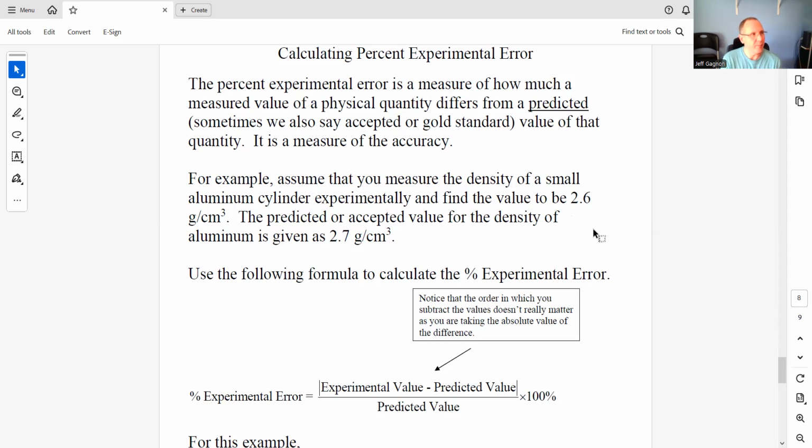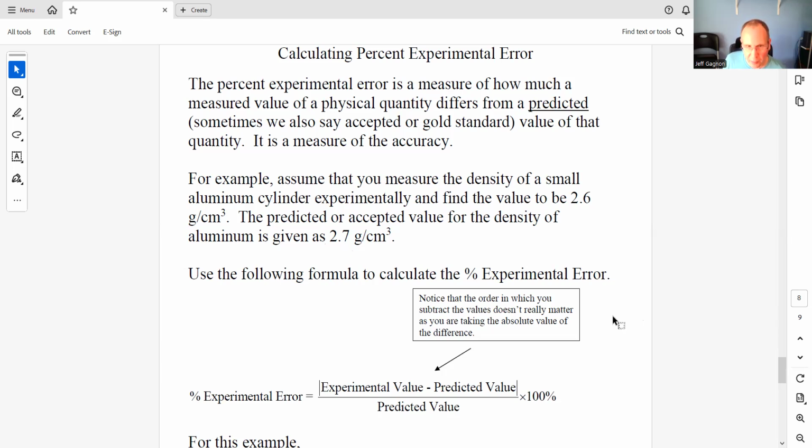Then you look this up in a handbook or you Google it, right? Or ask AI to give you the value. And let's say the accepted or predicted, or sometimes I use the word gold standard value for the density of aluminum is 2.7 grams per centimeters cubed. So basically what you want to do with this calculation is you want to compare your experimental value to the gold standard predicted accepted value, right? How close were you to the gold standard predicted value? Okay, so that's when we would compute percent experimental error.